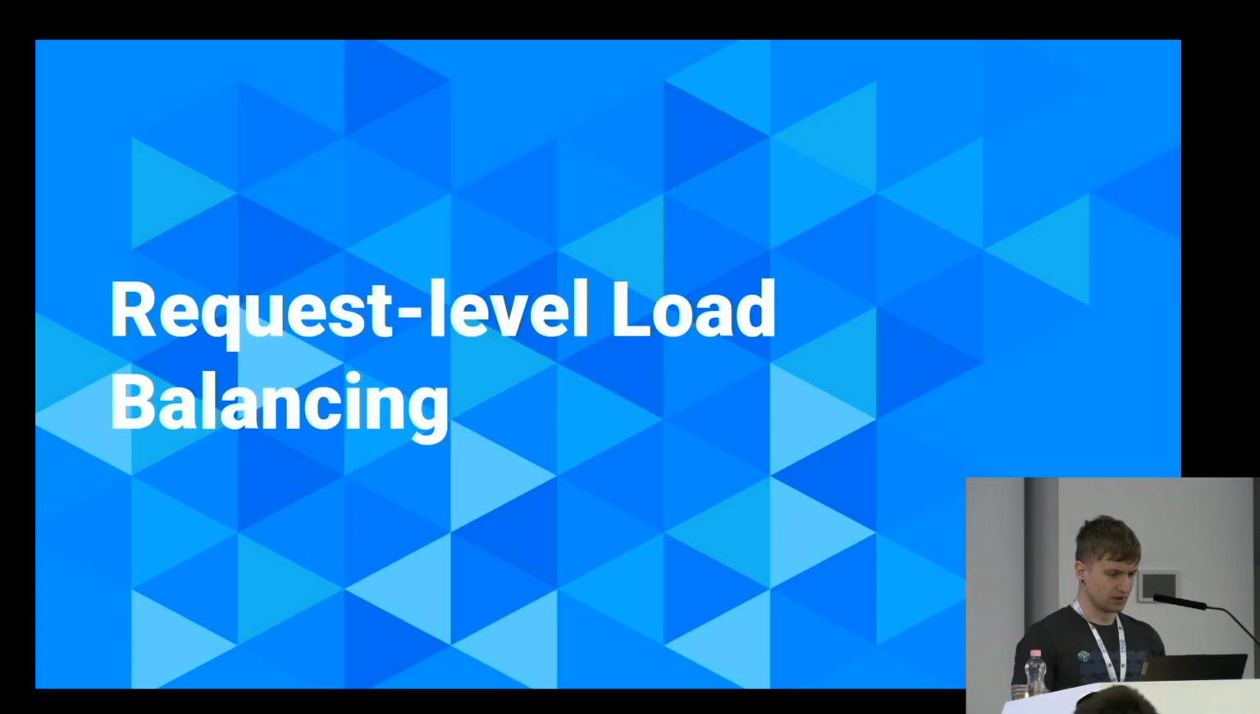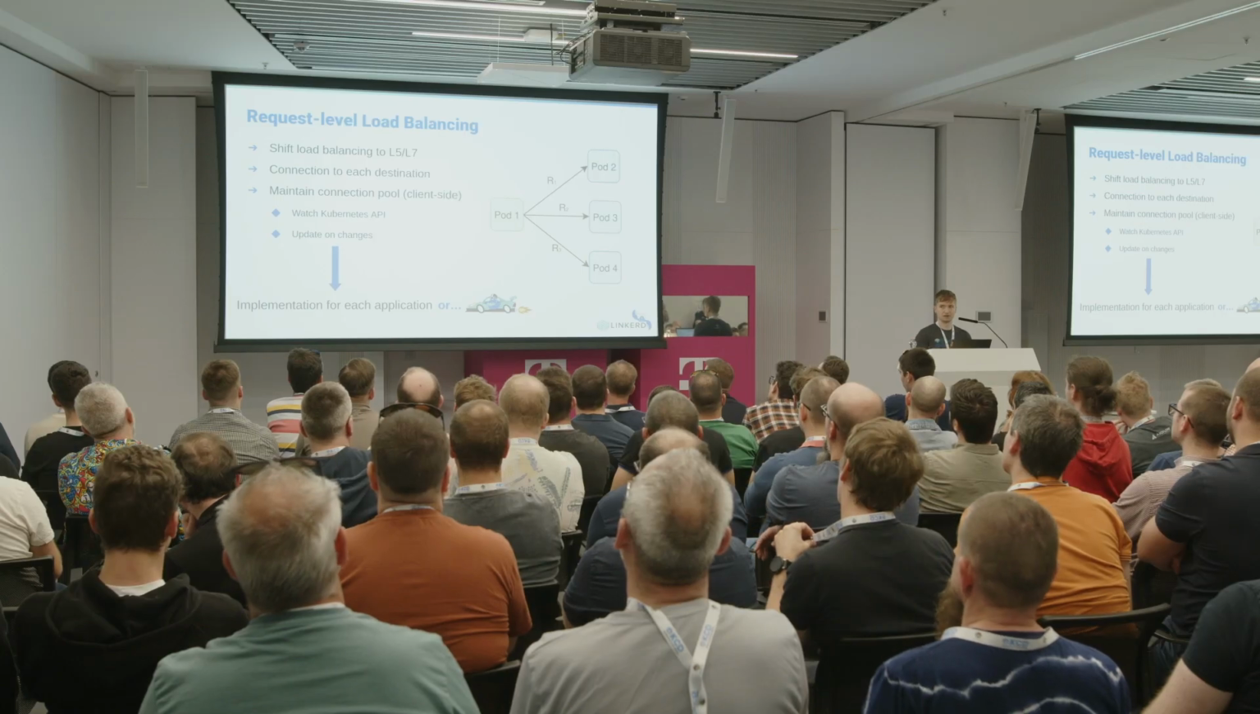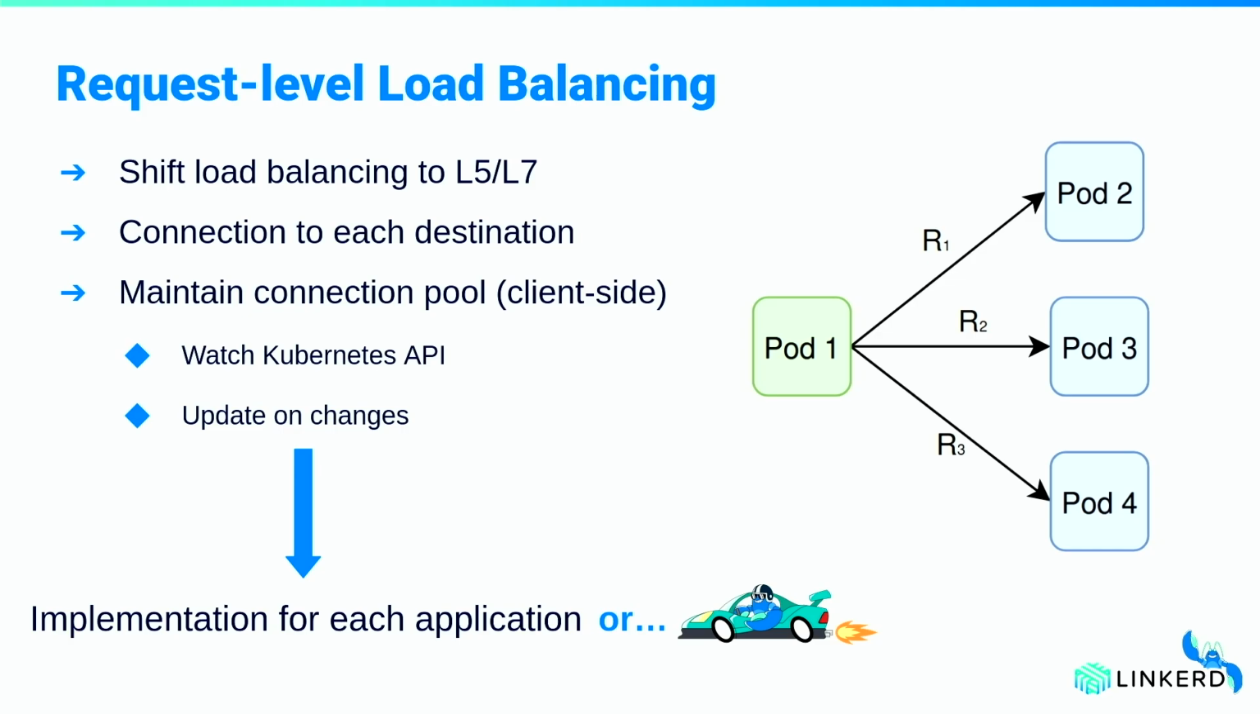Yeah, so let's take a look at request level load balancing. So to achieve request level load balancing, we need to shift our load balancing logic to layer 5 and layer 7 instead of layer 3 and layer 4. And we would need to maintain a connection to each of the pods from our source. And we would need to load balance the requests among these connections ourselves on the client side.